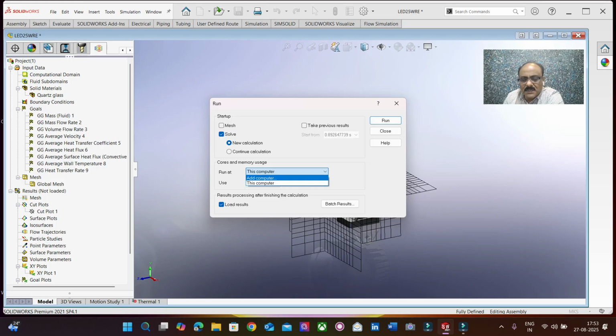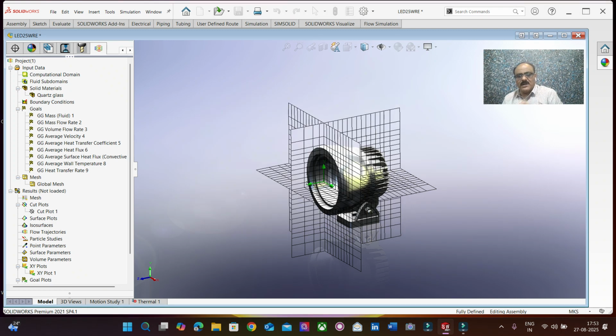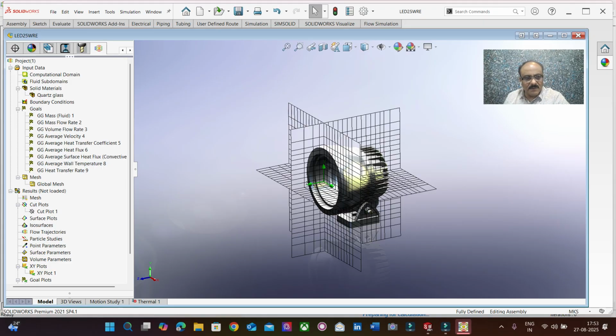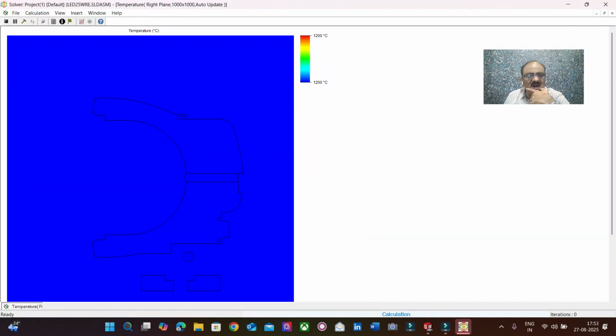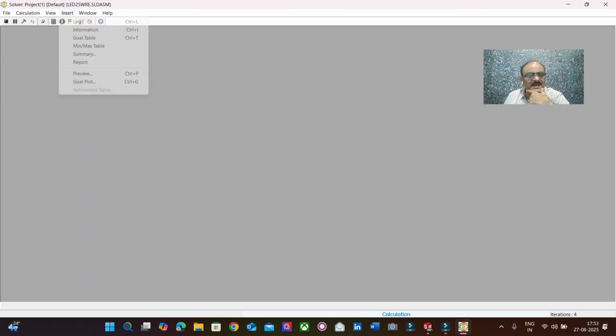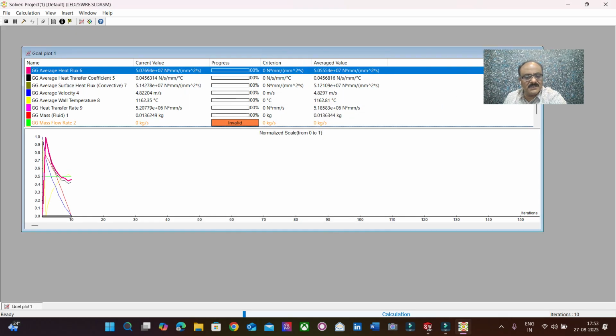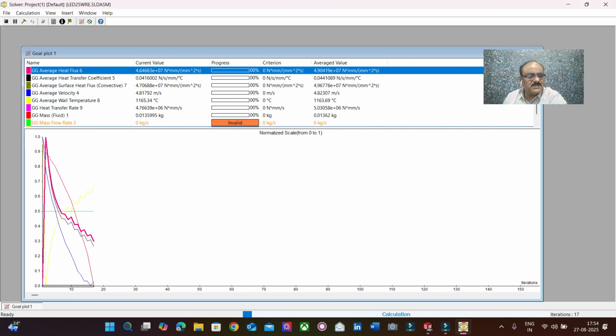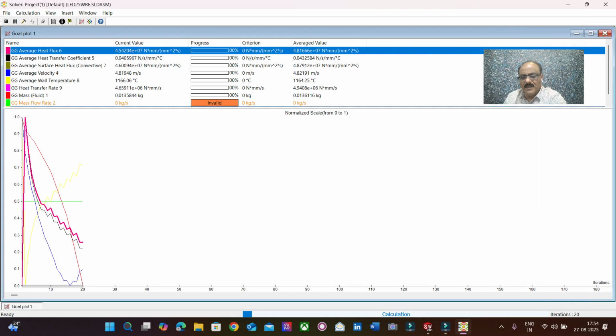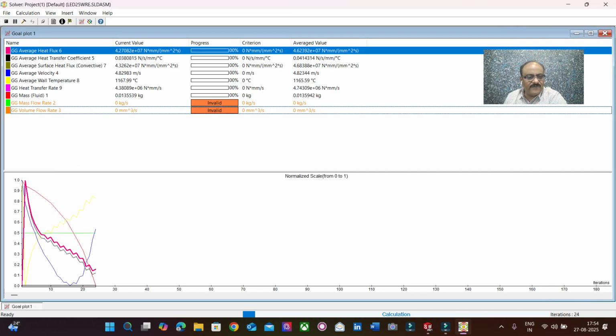There I can add my computers, add my system. Now I have about 12 cores here, and I'm making use of all 12 cores, and then I run the simulation. Once I run the simulation, I'll be able to find out what my goals are. Let me try to find out the goals. So this is how the goals are defined, and this is how the convergence can be identified and monitored.